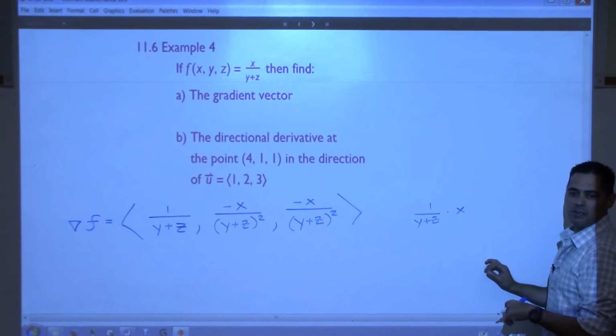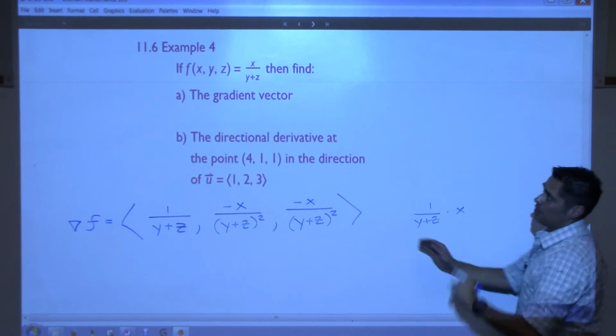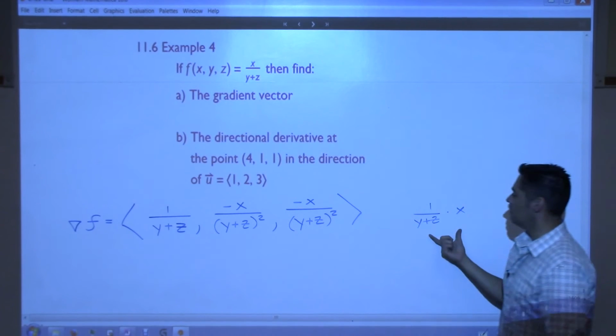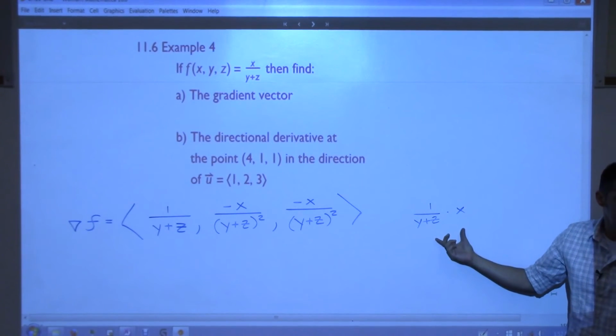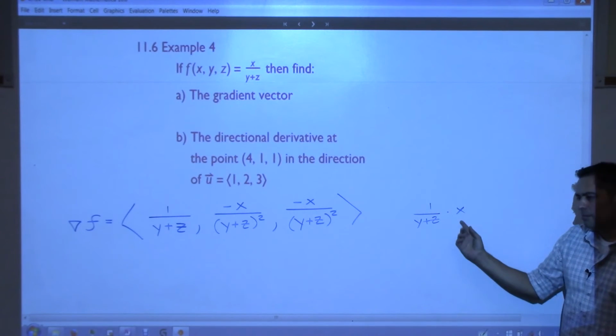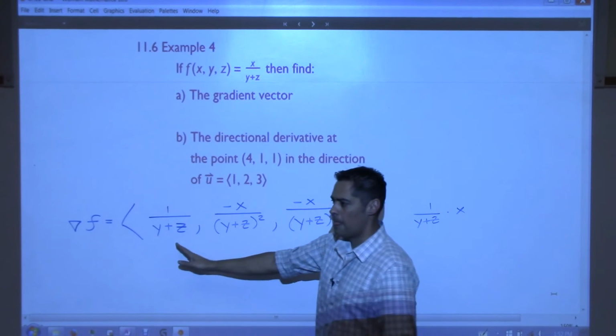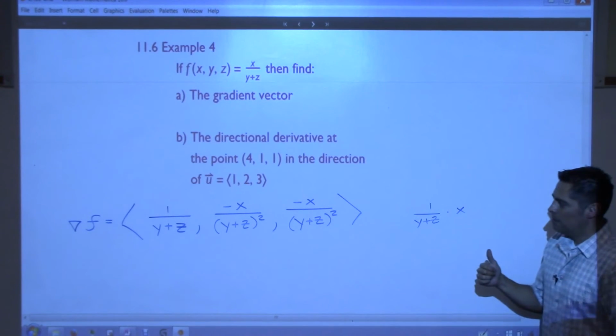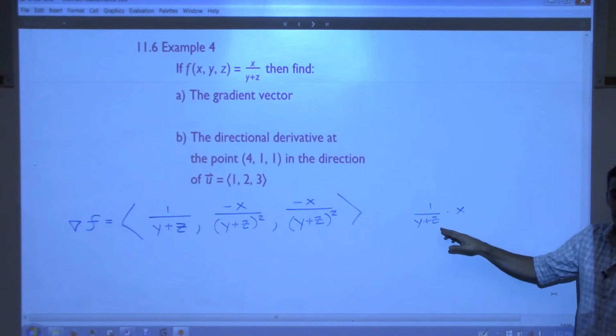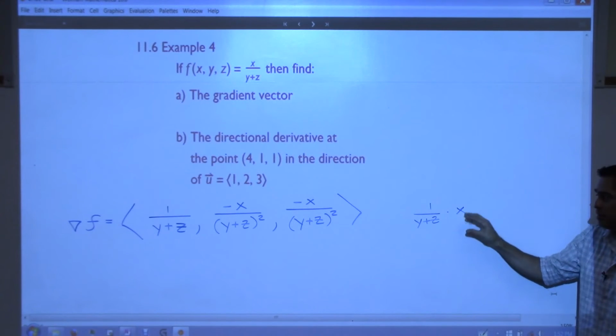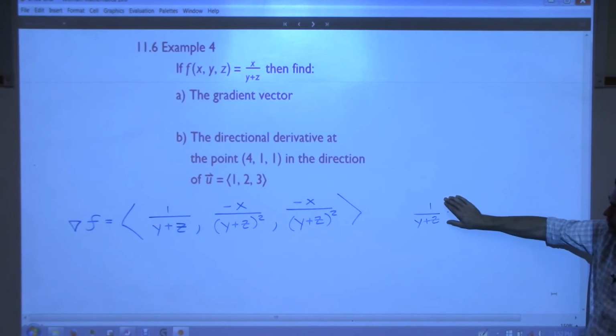On the first component, that's what this is. And if I take the derivative of that with respect to x, y and z are constants. That means this is a constant. Constant times x, derivative is just a constant. So that's this, right? Now, if I want to take the partial of this with respect to y, x is a constant, so it's going to come along for the ride. So forget about that for now.